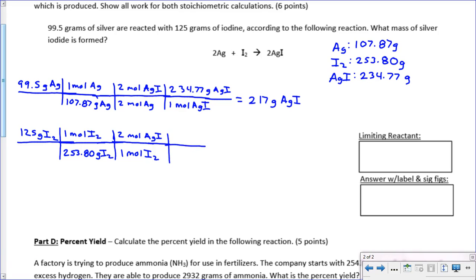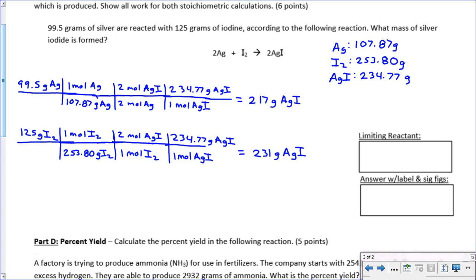And then we're going to get from moles of AgI to grams of AgI again, so we use the molar mass. 1 mole of AgI has a mass of 234.77 grams of AgI. If you go through and calculate that and round your answer to 3 sig figs, you get 231 grams of AgI produced from that reaction.